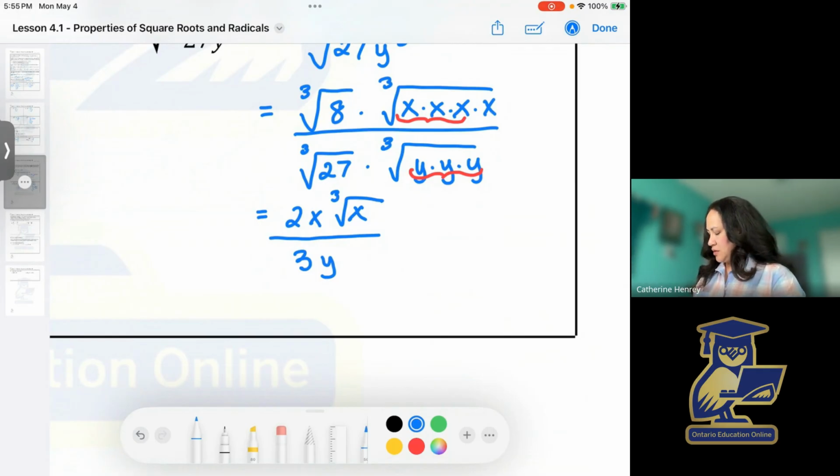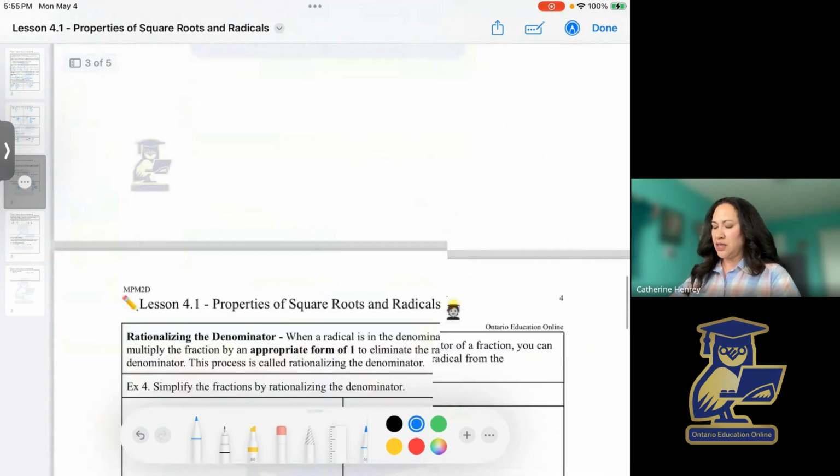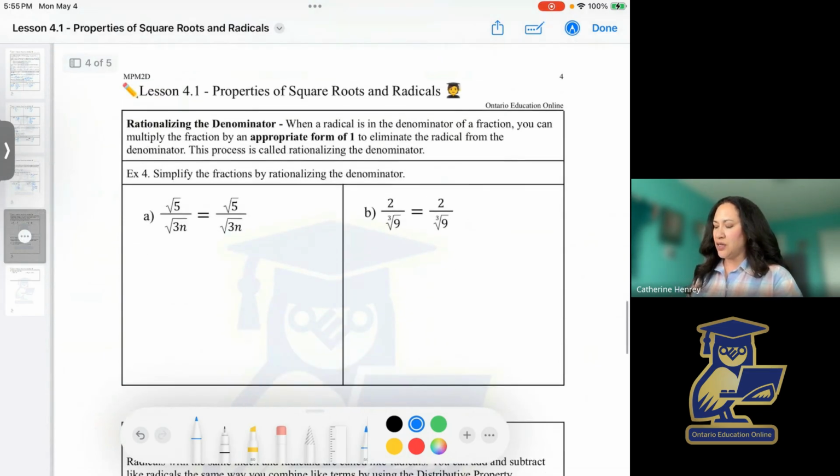So that one, we're going to take a look at one more thing that's really important when we go back to solving our quadratic equations, and that is something called rationalizing the denominator. So when a radical is in the denominator of a fraction, you can multiply a fraction by an appropriate form of 1, because if we multiply by 1, we don't actually change the value, but it does help us to eliminate the radical from the denominator. And this process is what we call rationalizing the denominator. So let's go ahead and start with this example.